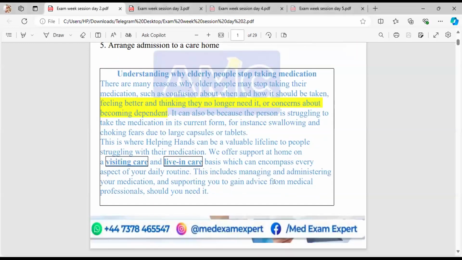The RACGP guideline says, understanding why elderly people stop taking medication. There are many reasons why older people may stop taking their medications, such as confusion about when and how it should be taken, feeling better and thinking they are no longer needed, or concern about becoming dependent. I agree with this point as well, that this explanation is related to patients stopping their medication.